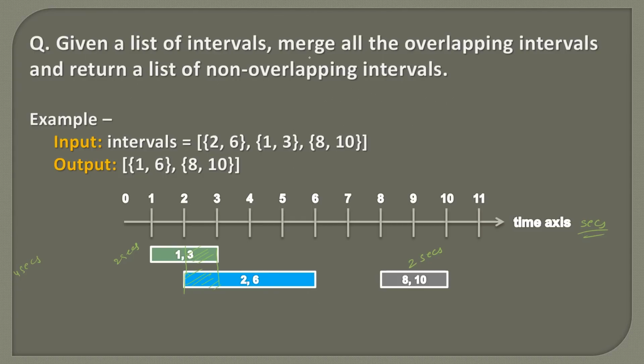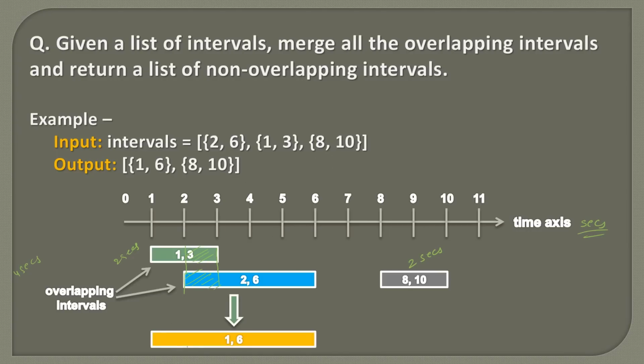So it means we have to merge all the overlapping intervals. If we merge these two intervals together, we will get a bigger interval whose start will be 1 and end will be 6. As these two are overlapping intervals, when we merge them, you can simply take the first interval and put it on top of the second interval, and that will be our merged interval. So it looks like this.